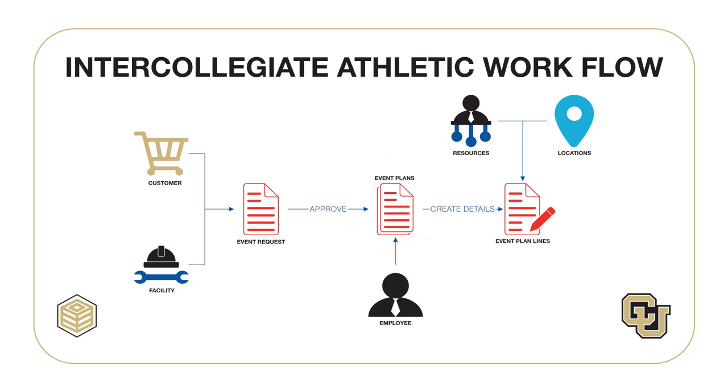An employee is assigned to manage an event plan before the plan is executed. Initially, there may not be an assigned employee. An event plan consists of one or more event plan lines. In an event plan line, the resource, location, time, and number of resources are recorded.